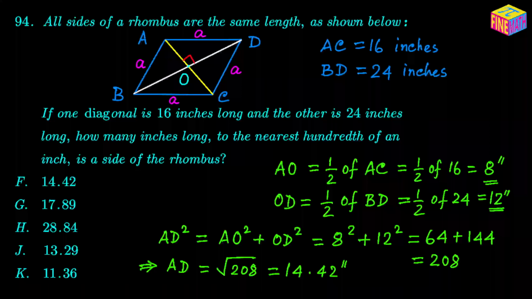So if you look at our answer options, we have 14.42 under option F. So option F is the correct option.